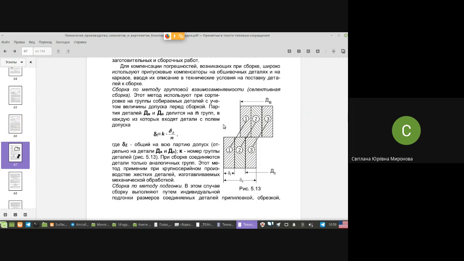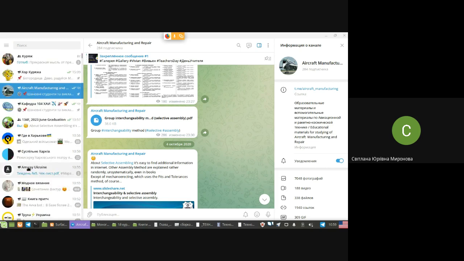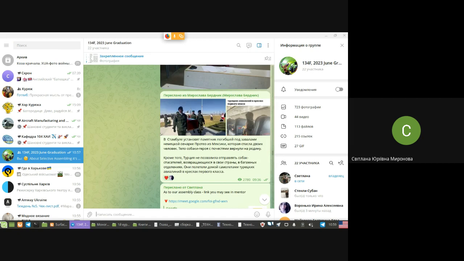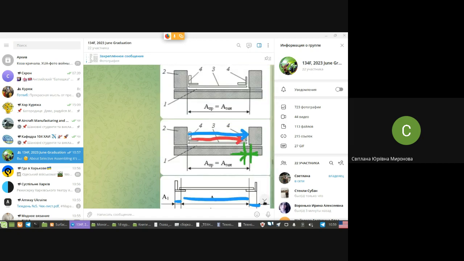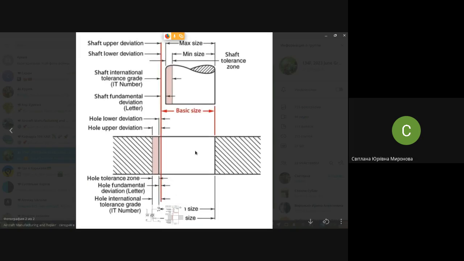Look at this. What is this picture about? What do you see in this picture? Once again, do pay attention. What do we see? We see this pink color. What is it? It's the field of tolerance of the part. It means that parts may be at least this size, and at maximum this size.